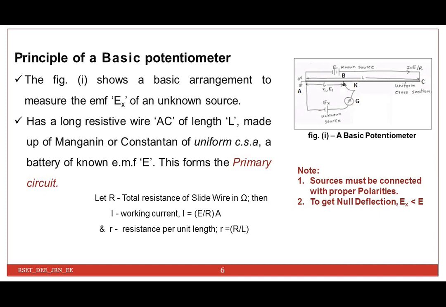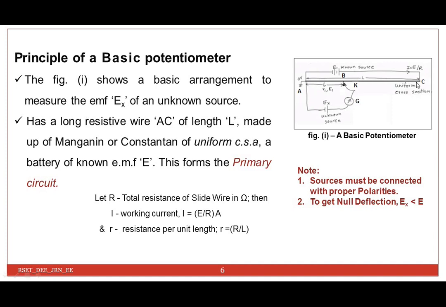Now let us have a look into the basic principle of a standard basic potentiometer which I studied in school. The figure shows a basic arrangement. AC is the standard slide wire of length L. This is a known source of battery or known source of EMF E. Now this forms the primary circuit and this forms the secondary circuit. On the secondary circuit you can find the unknown source whose EMF EX we have to determine. On that circuit you can find a sensitive galvanometer with its key, the jockey key.